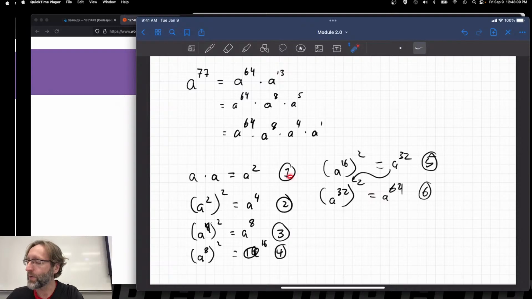But now I've got it down to 1, 2, 3, 4, 5, 6 multiplications. Plus, of course, I have to do all these multiplications: 6, 7, 8, and 9. Only 9 multiplications once I've got all of my squares, all of my powers of 2. So in total, only 9 multiplications versus 77. Okay?